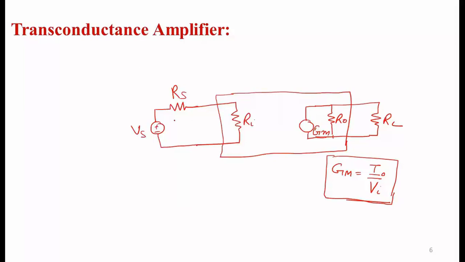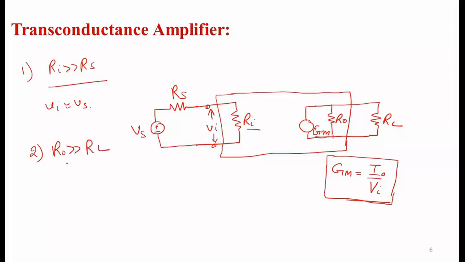So again, on the input side, we have two resistances: one is RS and one is RI. With the condition that RI is much greater than RS, we can have VI nearly equal to VS. Since in the output section we have the current, with the condition that R0 is much greater than RL, we can say that most of the current will flow through the RL.